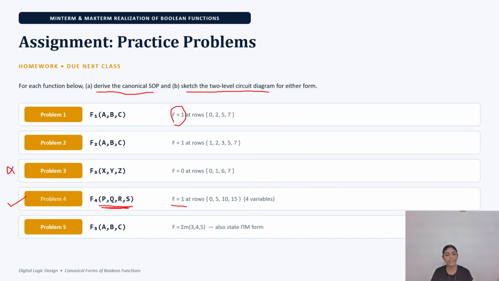And the last one I have given you in some other different form. Instead of giving it like this, I have given you as a summation of m, 3, 4, 5. So that means the minterm is available at 3, 4 and 5. So those values are having f equal to 1. Don't do this part. This is for your next session. Don't do this part, but do this part.